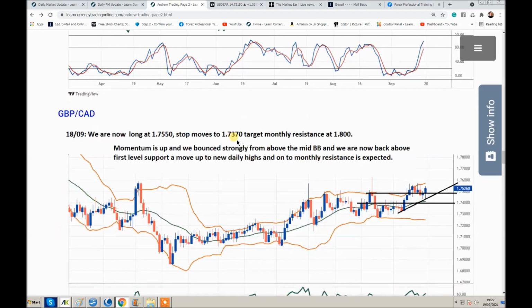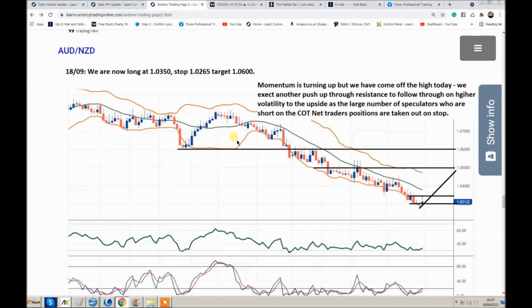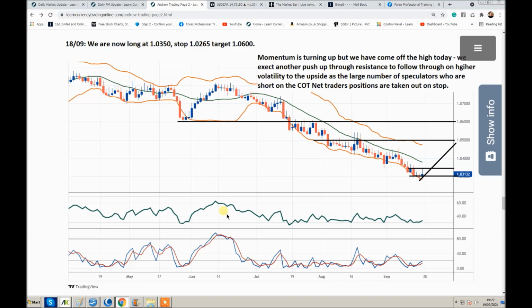My last pair. It's not a pair I normally look at. It's going to be AUD NZD. In terms of the AUD, that is a really big downtrend. What I like about this pair is there's a big speculative short position on COT net traders positions, which is our favorite sentiment tool. So I think there's limited downside in this pair now. I think the speculators are going to get run on stop. This little tail here, I think, is exhaustion.